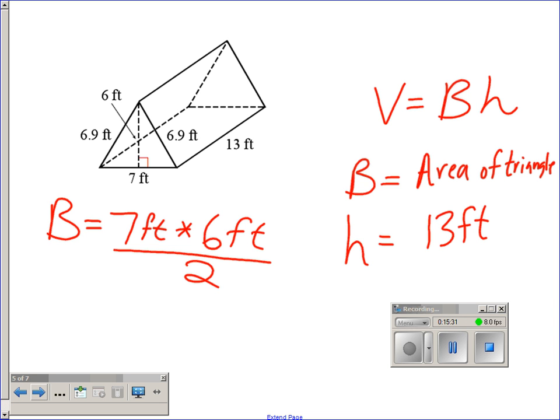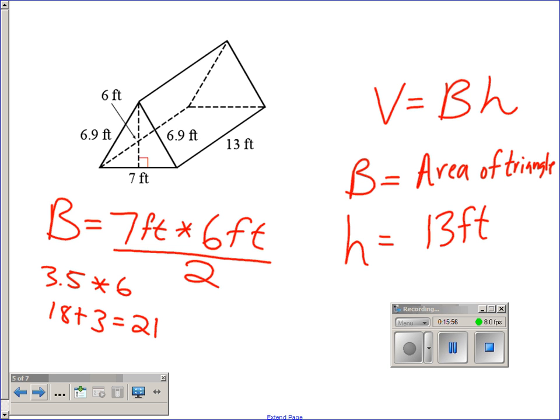42 divided by 2 is 21. All right, we'll do it one more way. What's half of 7? 3.5. And now we're going to multiply that by 6. I'm going to use the distributive property. 6 times 3 is 18, and we're going to add that to half of 6. Half of 6 is 3, and that still equals 21.